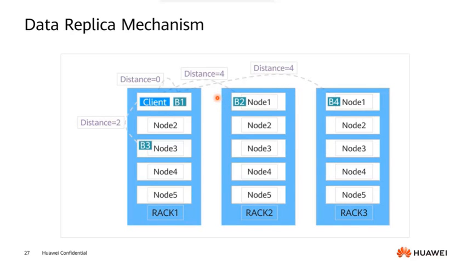Okay, we know that HDFS implements the 3 data replica mechanism, and the replica storage policy is as follows. The first replica is placed on the data node to which the file is uploaded. The second replica is placed on a node in a different rack from the first replica. The third replica is stored on another node in the same rack as the first replica. For more replicas, they are stored on random nodes.